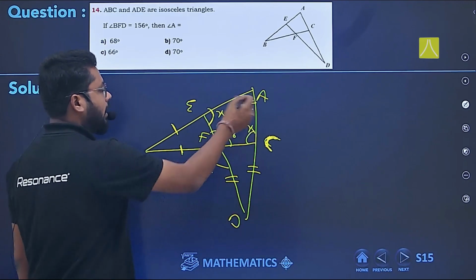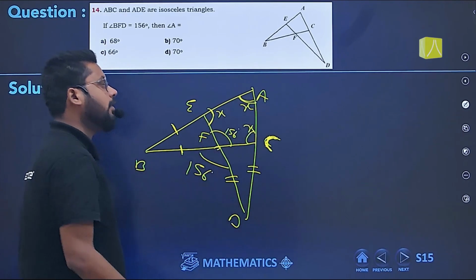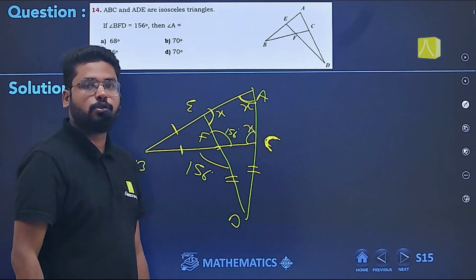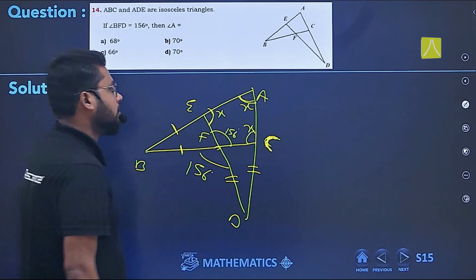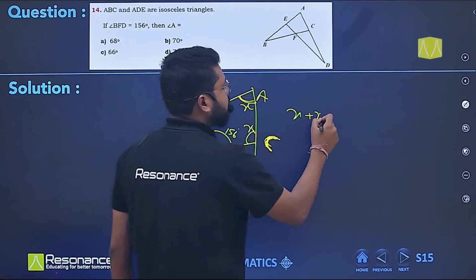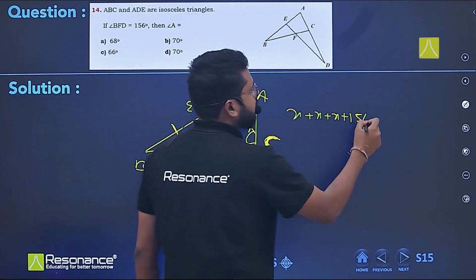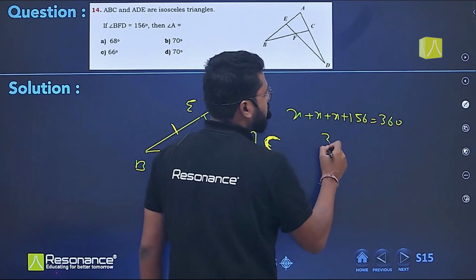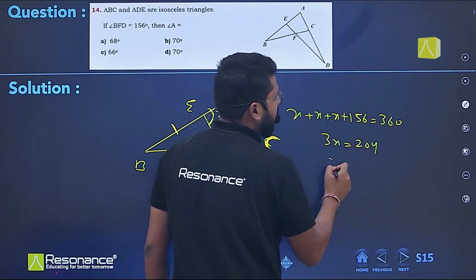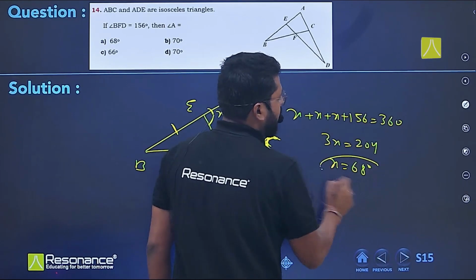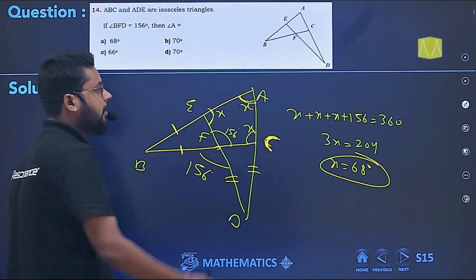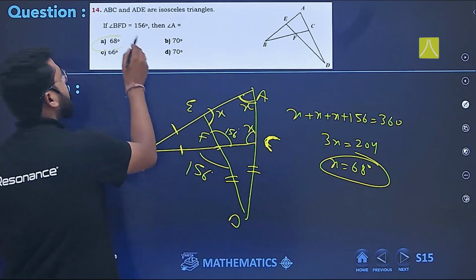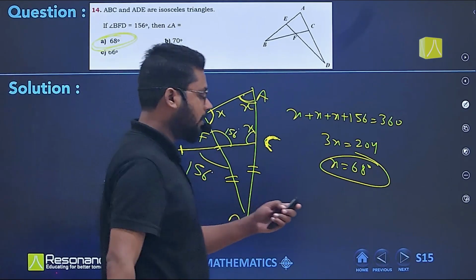So now AEFC becomes a quadrilateral in which the sum of all four angles should be 360. So we can say that x plus x plus x plus 156 equals 360, or 3x is equal to 204, or x is 68 degrees. This means A is what? 68 degrees. A is 68 degrees.